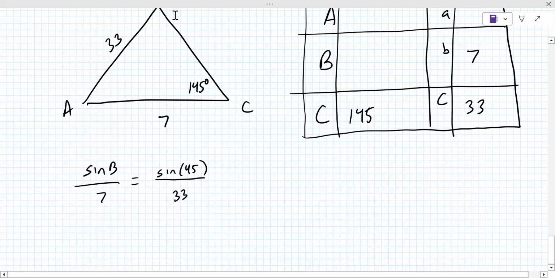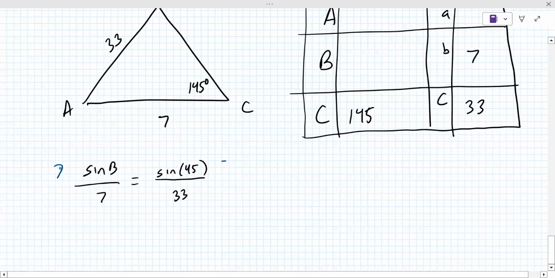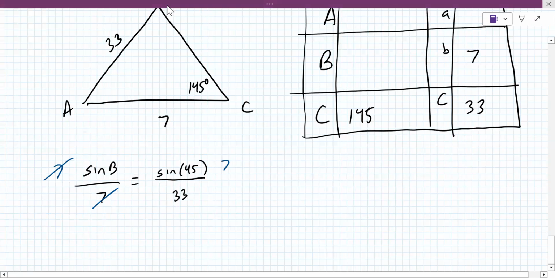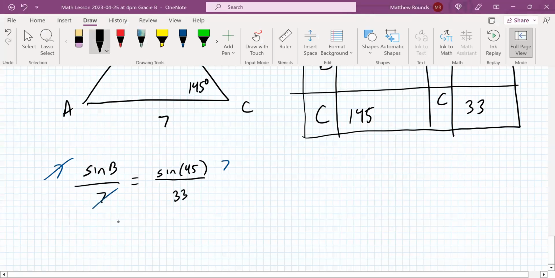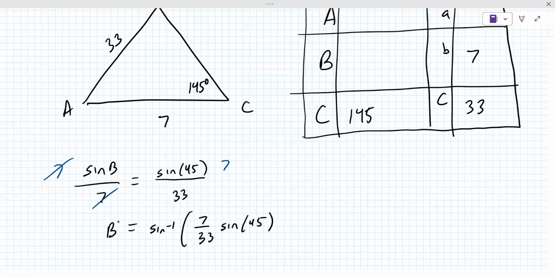From here, you multiply both sides by 7. Take the inverse sine, arc sine. So B is sine inverse of 7 over 33 times sine 145, like that. Can you go ahead and calculate that for us, please? Yes.